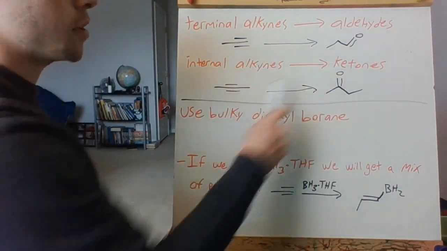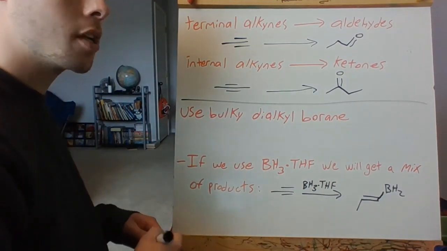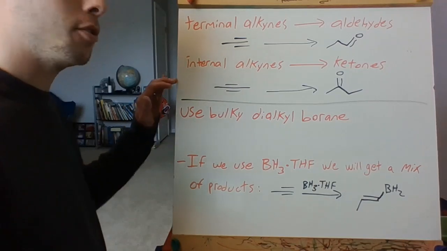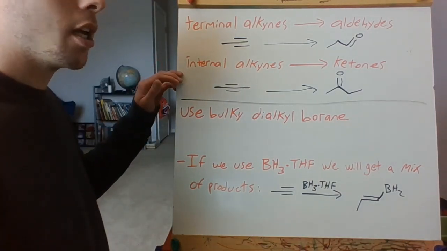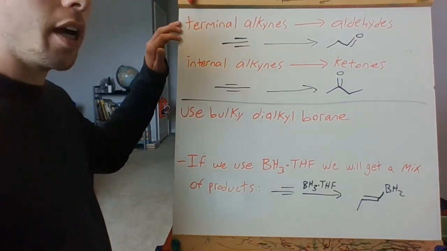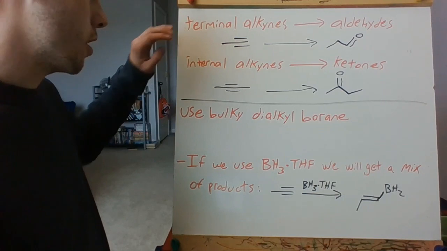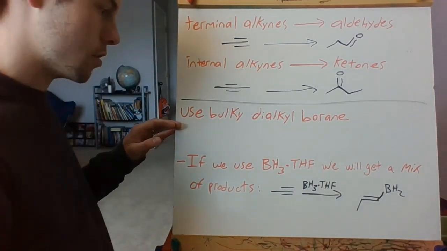This isn't the best reaction though, because you're going to get mixtures of regioisomers if it's not a symmetrical alkyne, and so it's better to use oxymercuration for this type of conversion. But this is a good way to convert terminal alkynes to aldehydes. We're going to have to use a bulky dialkyl borane, which I'll talk about in just a second.